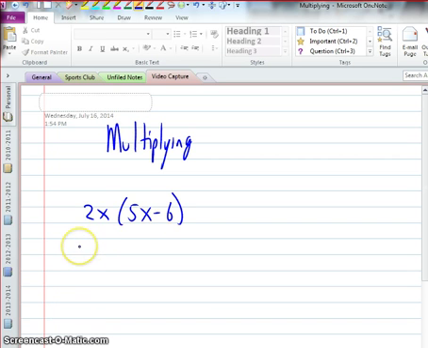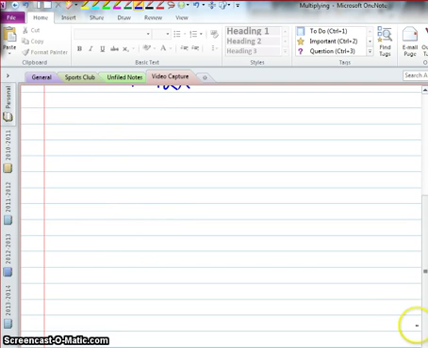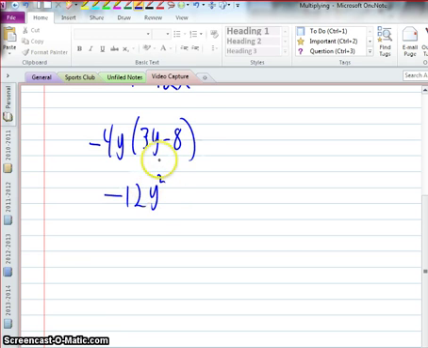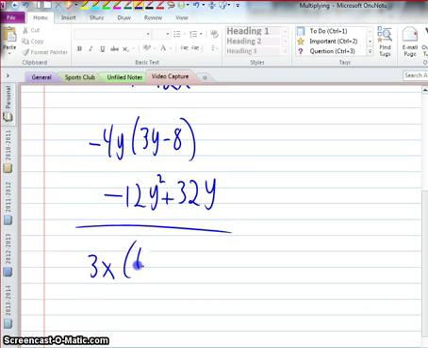distribute. So you have to use your rules of exponents, so this is why this is always taught after learning the rules of exponents. 2x times 5x should be 10x squared, and 2x times negative 6 is negative 12x. Just like negative 4y times 3y minus 8 would be negative 12y squared, and then negative times a negative is plus 32y. You can see examples of a monomial times a trinomial.